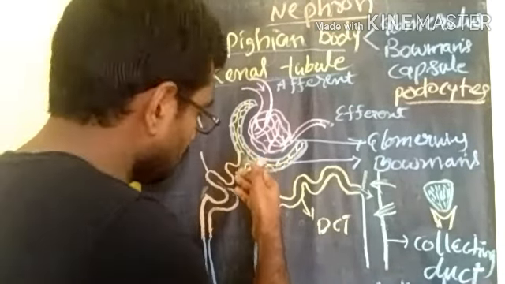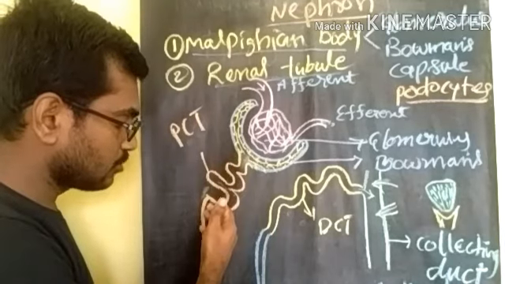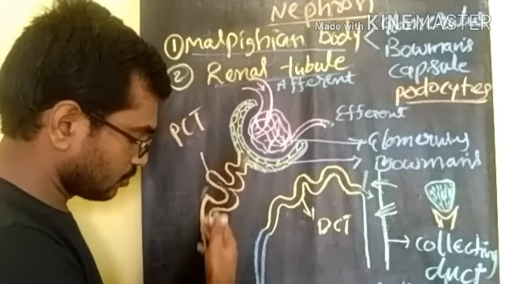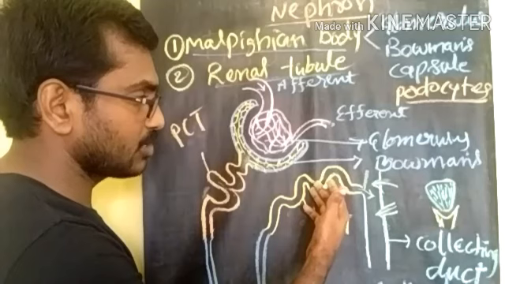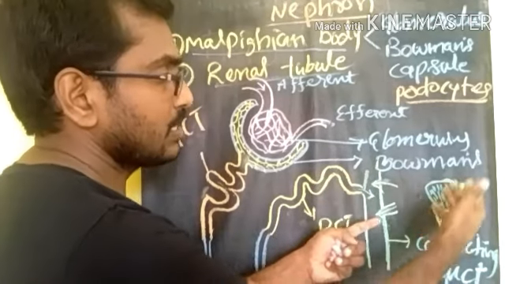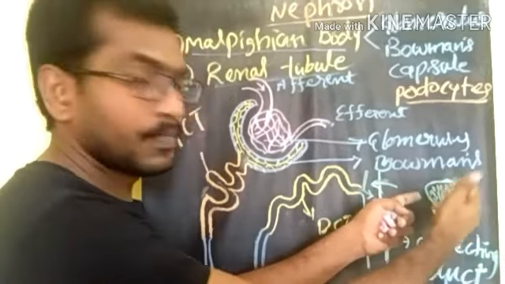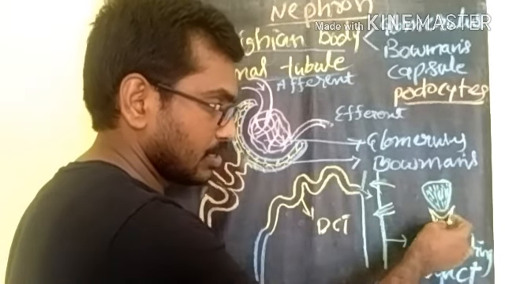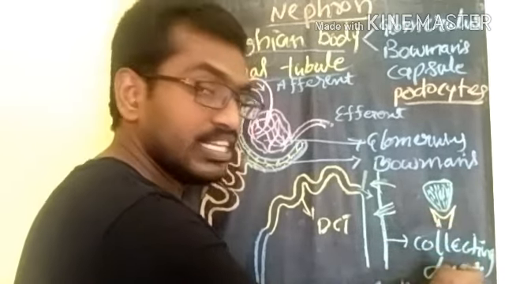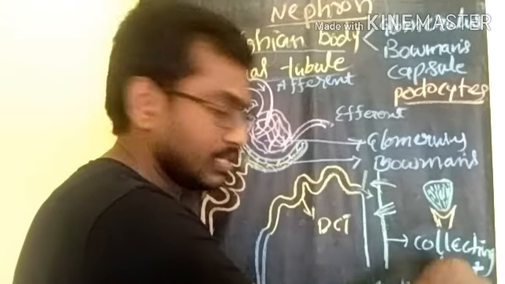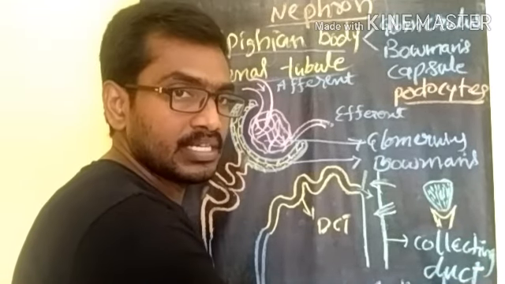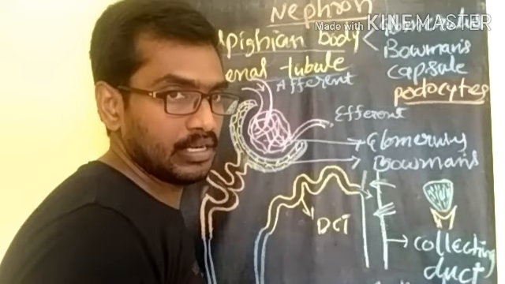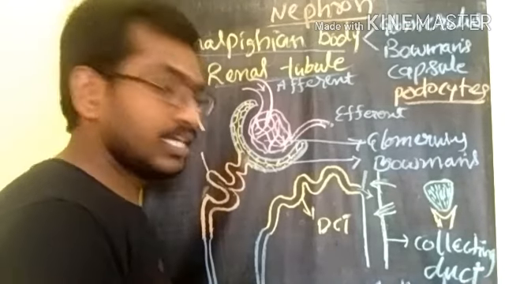Here urine forms. That urine travels through the proximal convoluted tubule, then the loop of Henle, then the distal convoluted tubule, then the collecting ducts. All the collecting ducts will be in the renal pyramid. Then they enter into the calyces. Then the calyces lead to the pelvis. Then the pelvis leads to the ureters, urinary bladder, urethra. So like this it will be.